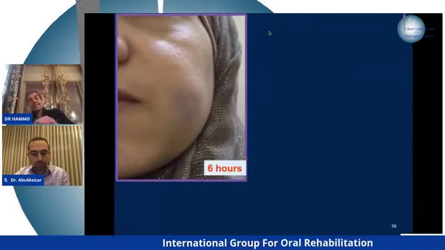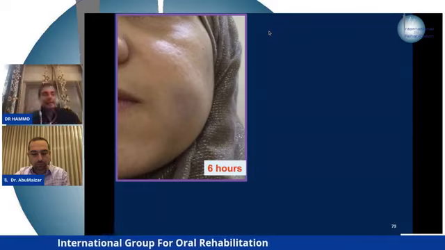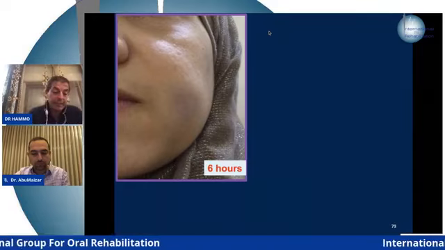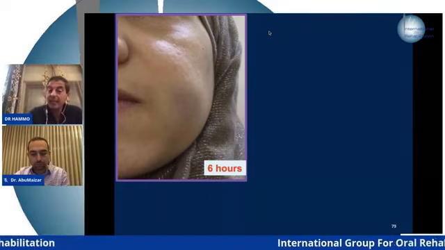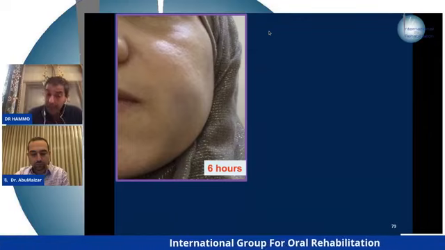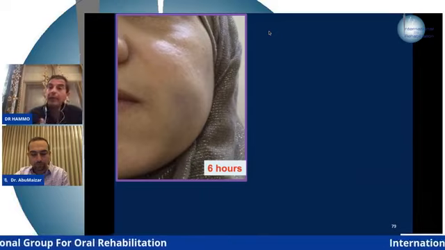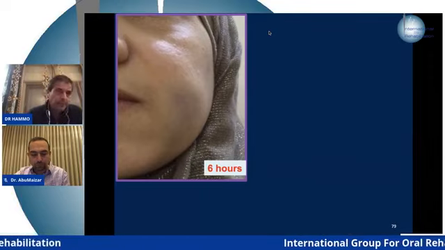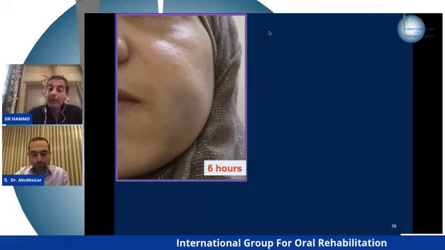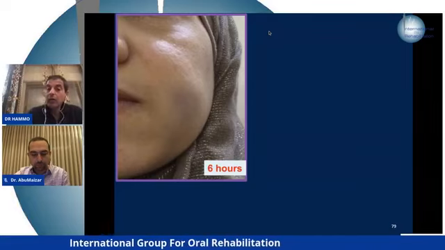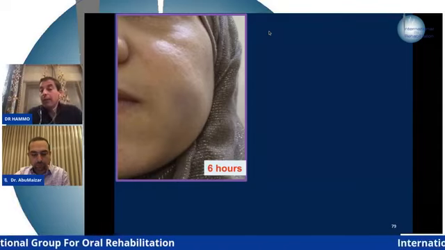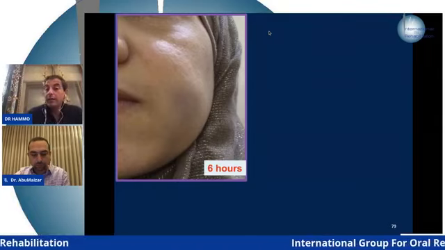So let's see this case. This patient was so cooperative. She accepted to take selfies of her face during 2 weeks to show me what will happen during those 2 weeks. So I will pick some pictures to inform you about the progress of this accident.